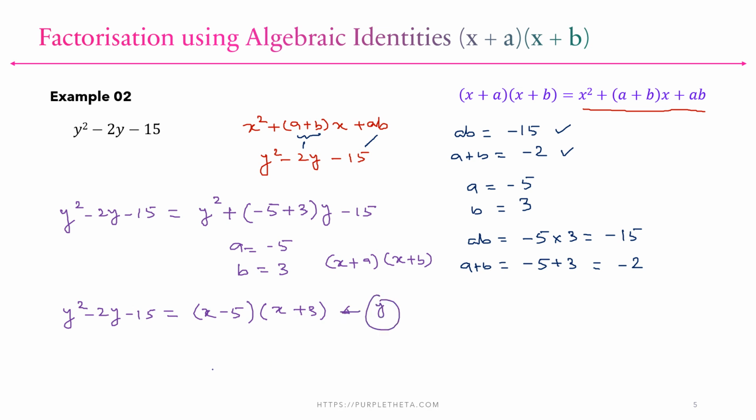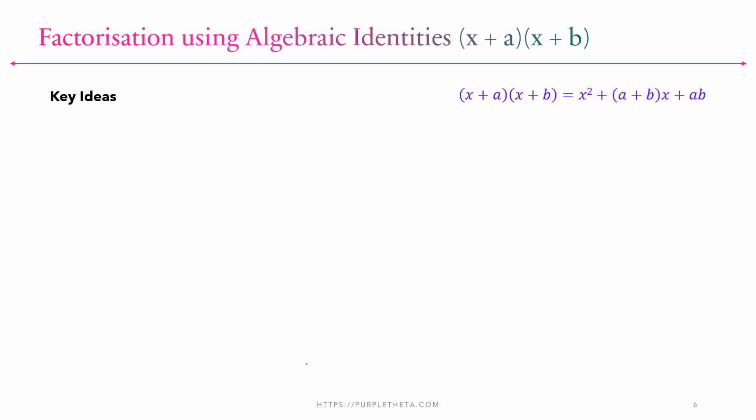Right? So our equation will be y square minus 2y minus 15, and its factorized form is y minus 5, because the variable we have taken is y, not x. Right? And y plus 3. So this is the answer. Okay. So the factorized form of y square minus 2y minus 15 is y minus 5 multiplied by y plus 3. Right? So here are a few key ideas we used while solving the examples.